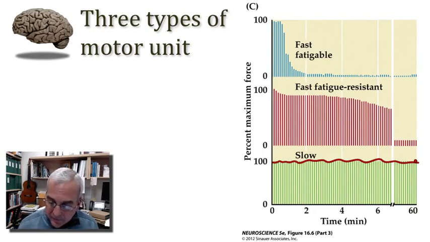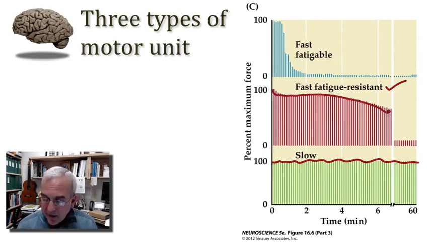Our fast fatigue resistant motor units do considerably better. They do fatigue, but there is a healthy amount of sustain to the amount of force generated over a long period of time, at least over several minutes. Now, if we look an hour later, now we see evidence of the fatigue that has set in and the ability of these motor units to keep pace with the commands that are coming down the axon.